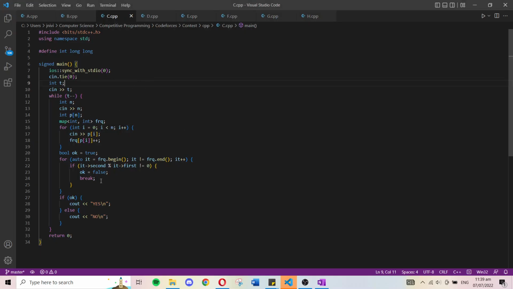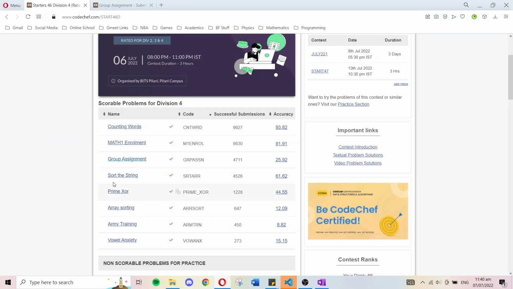So how to implement that? Basically, you store the frequencies of each number in a map, and then check whether the value is divisible by the key. And if it is not, then you will print out no. Otherwise, print out yes. Okay, so those 3 problems are done.